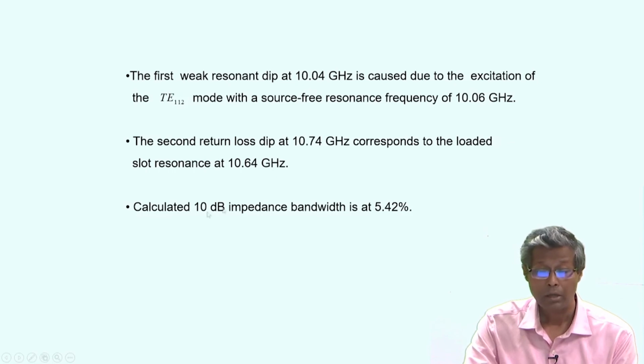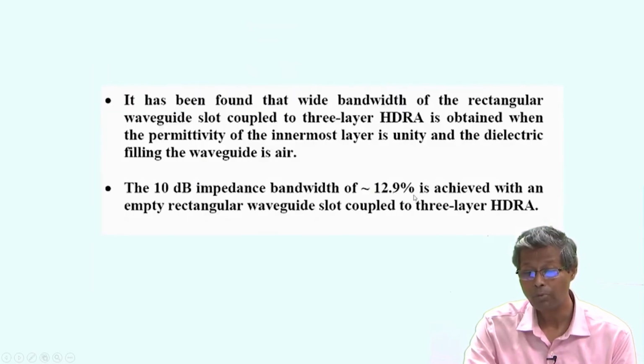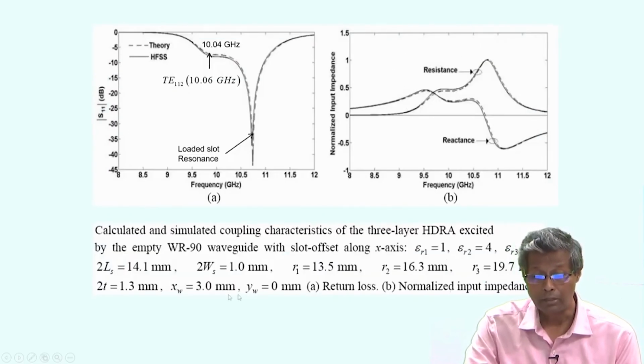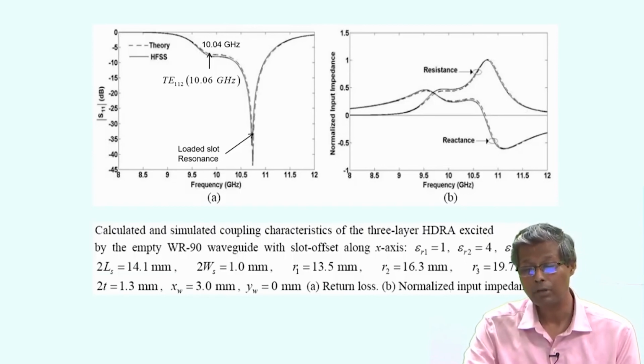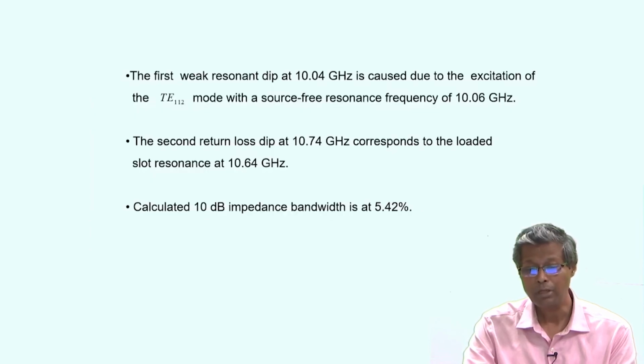The calculated 10 dB impedance bandwidth is 5.42%, which can be compared to the 12.9%. It is seen that the X offset slot results in the narrowing of the impedance bandwidth of the DRA. So, a centered slot configuration is preferred for the rectangular waveguide feed to the dielectric resonator antenna.